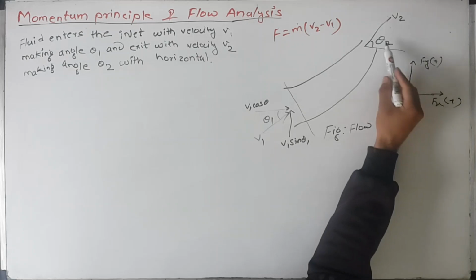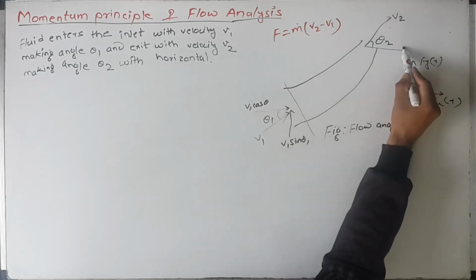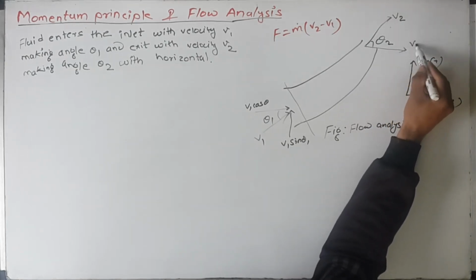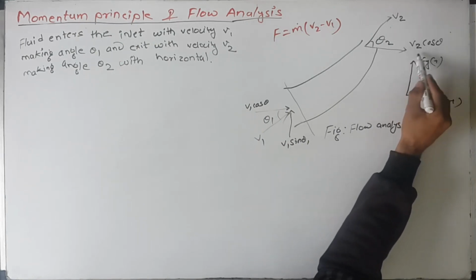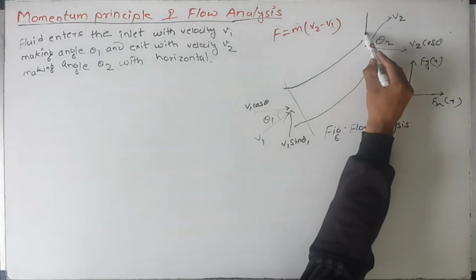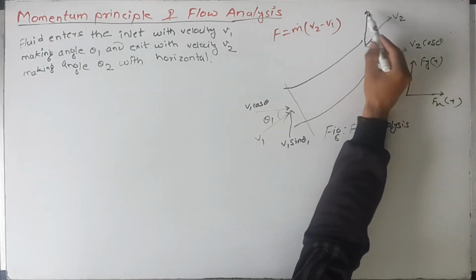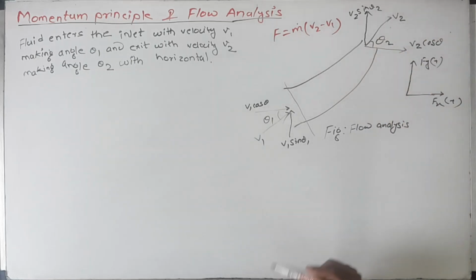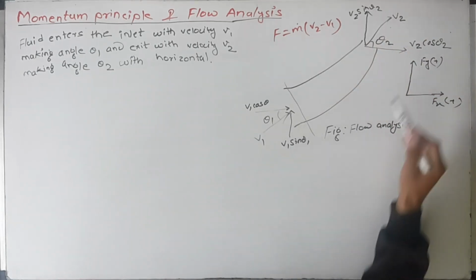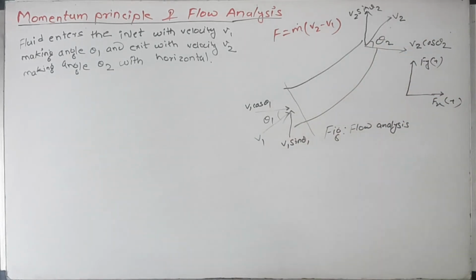Similarly, here v2 is exiting outside, so here is v2 cos theta2. Horizontal projection is cos theta, vertical projection is sin theta. So here is v2 sin theta2. Here is theta2. Here is theta1.